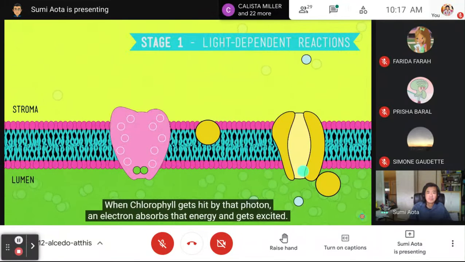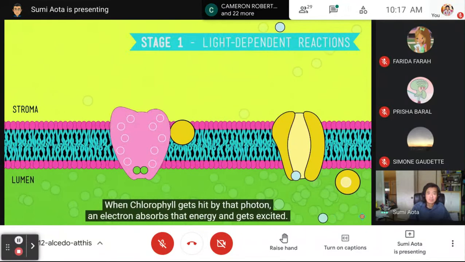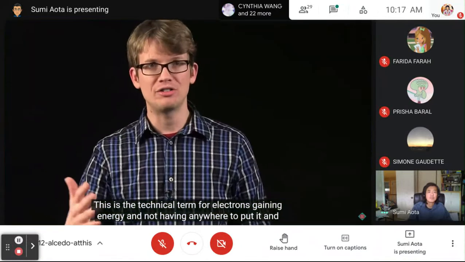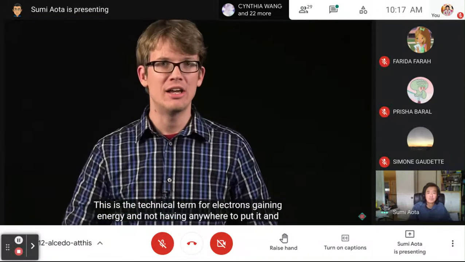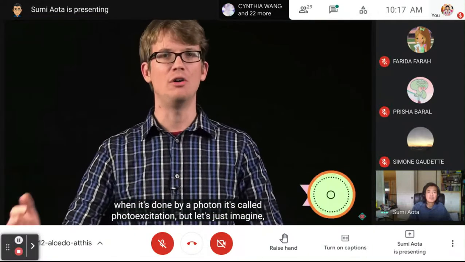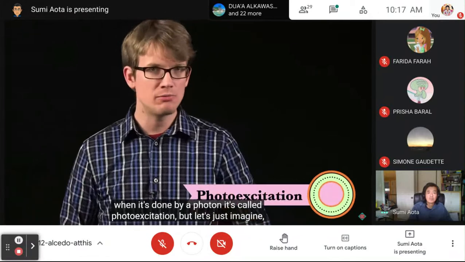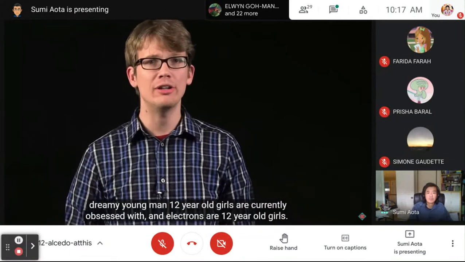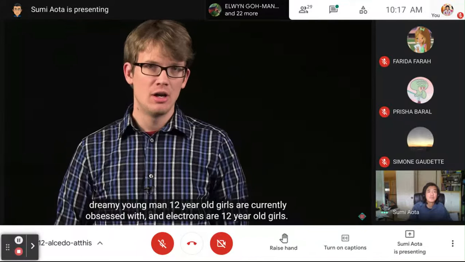When chlorophyll gets hit by that photon, an electron absorbs that energy and gets excited. This is the technical term for electrons gaining energy and not having anywhere to put it, and when it's done by a photon, it's called photoexcitation. But let's just imagine, for the moment anyway, that every photon is whatever dreamy young man 12-year-old girls are currently obsessed with, and electrons are 12-year-old girls.